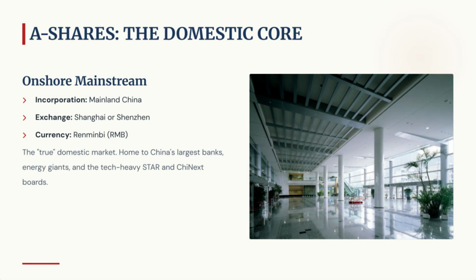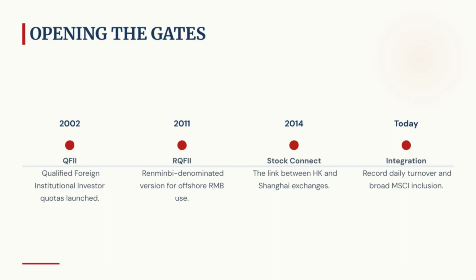A shares are the core of the Chinese equity markets. A company with A shares is incorporated in mainland China, listed on either the Shanghai or Shenzhen Stock Exchange, and trades in renminbi. This is the domestic market in the most direct sense. Chinese companies on Chinese exchanges in Chinese currency. For most of the market's history, A shares were only available to mainland Chinese investors. Foreign investors were formally excluded.